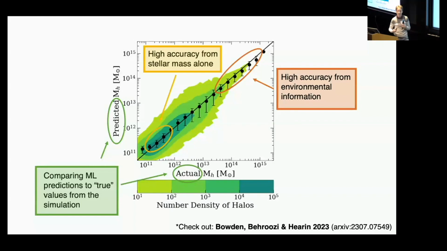And masking out this information, retraining the network, resulted in less accuracy, whereas if we went out to more distant neighbors, we did not see the same effects.